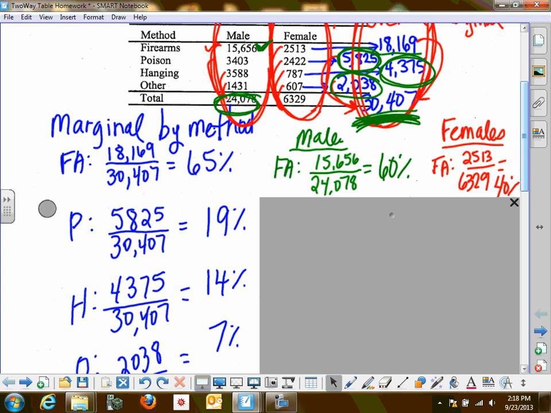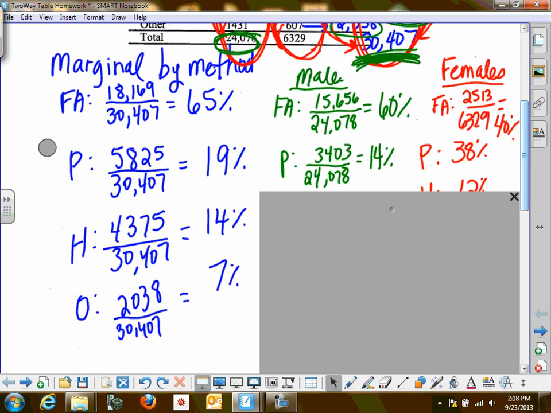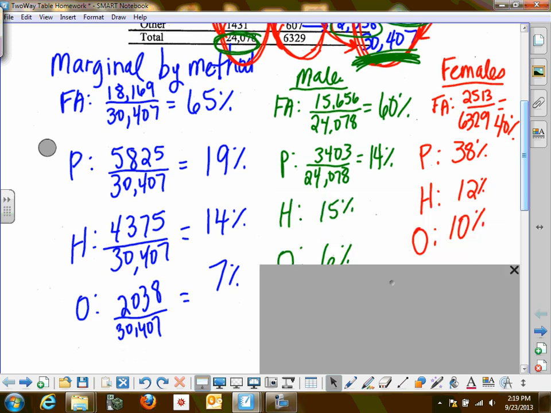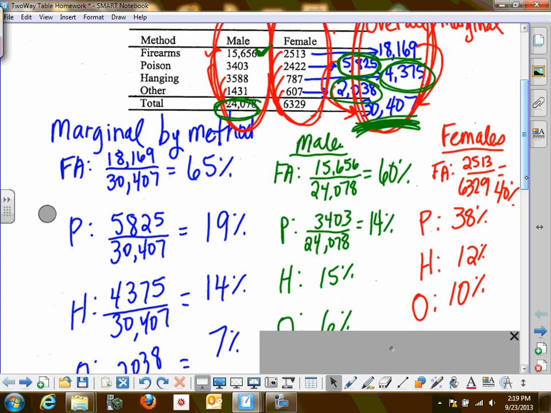Next, the poison number for male, 3,403 over all of the males. Hanging for males is, I didn't put the numbers there, but what numbers gave that 15%? I started just summarizing. What number gave that 15%? 3,588 divided by the total for the males.